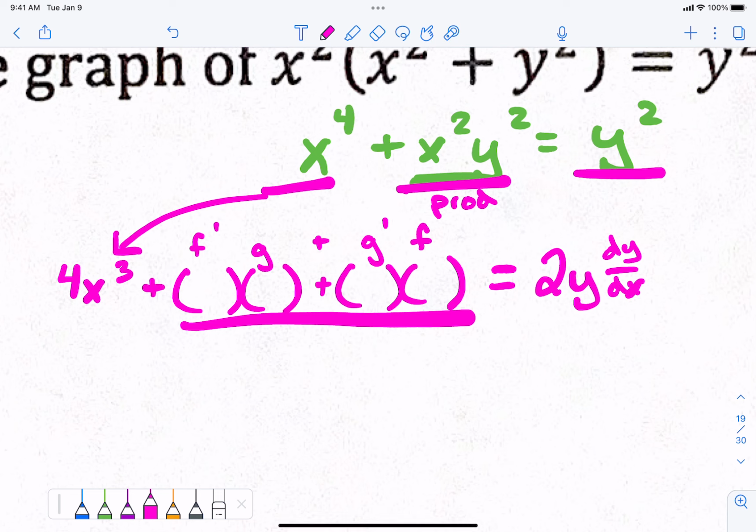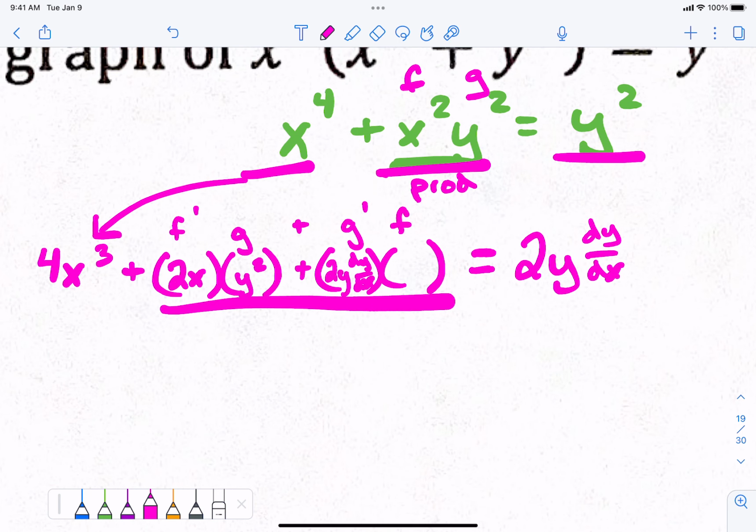Now let's do our product rule. F is x squared. G is y squared. Got it? Yep. Okay. So let's do f prime. What's the derivative of x squared? 2x, and then we just leave the y squared. We don't need a dy dx because we didn't take the derivative of y, right? Yep. Okay. Now g prime. 2y dy dx. And then f is just x squared.